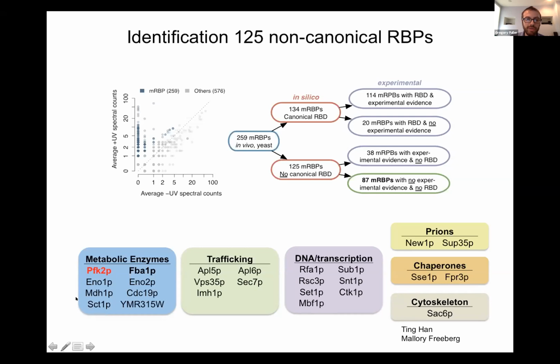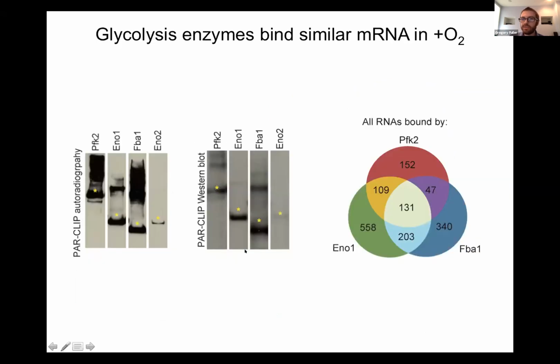Included within these were a large number of metabolic enzymes, including phosphofructokinase, aldolase, enolase, and pyruvate kinase, all enzymes of glycolysis. So we wanted to study RNA binding of the glycolysis enzymes in more detail. And to do this, we did a PAR-CLIP where, again, we're cross-linking RNAs and proteins and capturing the RNAs associated with each specific protein. So what you're seeing here is autoradiography of labeled RNA that's co-migrating with protein that you can see blotted here on the right. And so each of these glycolysis enzymes has the ability to bind to RNA.